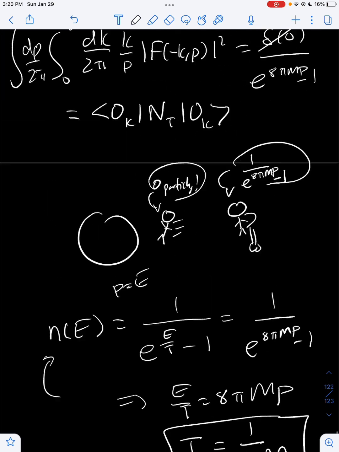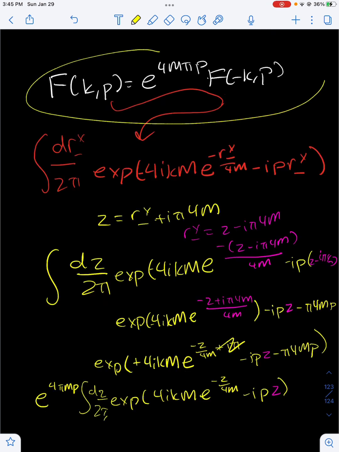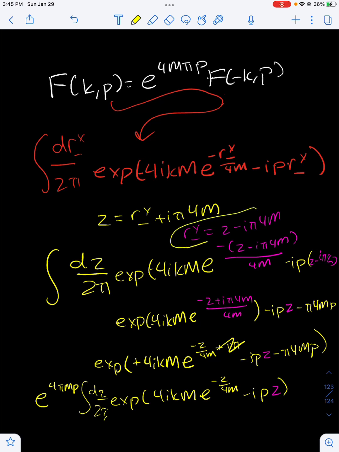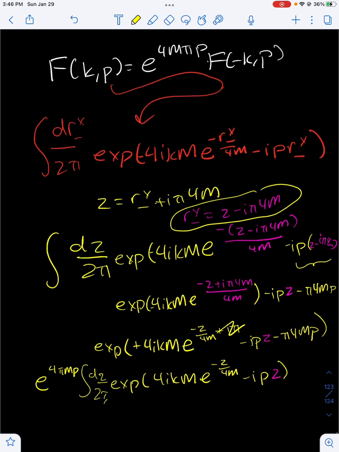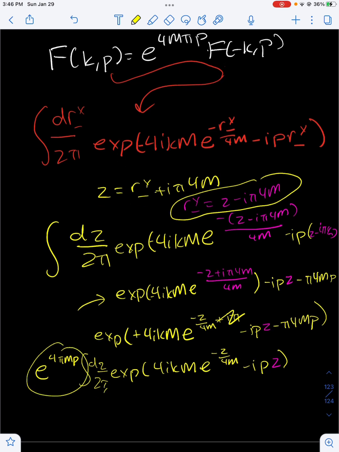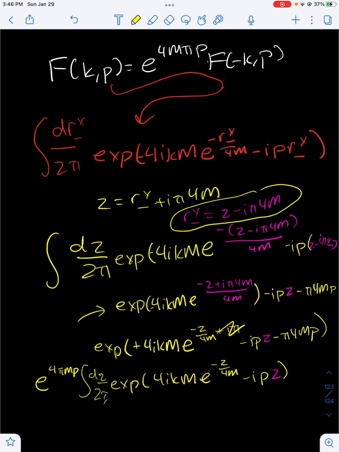And to prove that, we have to do an integral. A proof of this equality right over here. We can prove this based on a change of variables technique. We can define some new variable z, where z equals the tortoise coordinate plus i pi 4m. And then this means that dr* equals dz, which is pretty convenient for us. And we can rewrite our conjugate like this. Then by substituting some things in and focusing on this part over here, we would obtain this, and then we can move the e to the minus 4 pi m that came from this part to the front, since it doesn't depend on z at all, and that will give us this right over here.